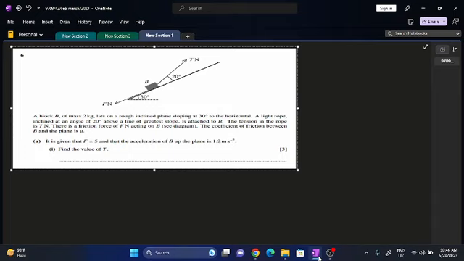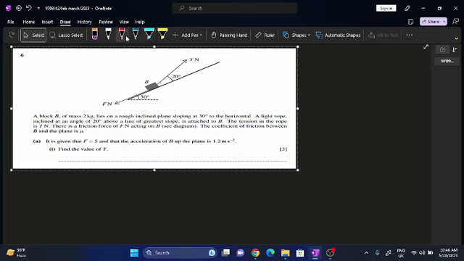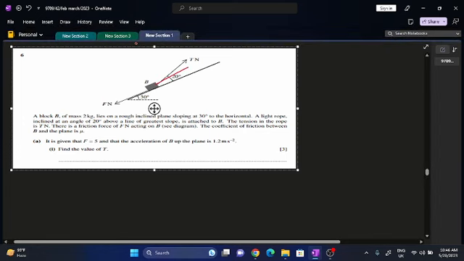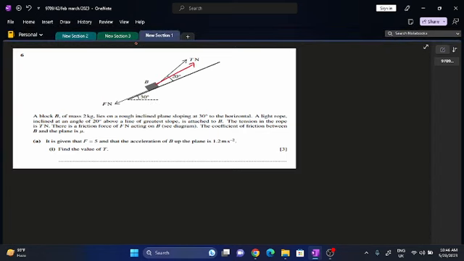Your first step should be to understand the figure. You can see this figure is inclined, so your first step should be to divide the force into its components. If I resolve this into components, that gives me T cos of 20 degrees and also T sine of 20 degrees in the upward direction.